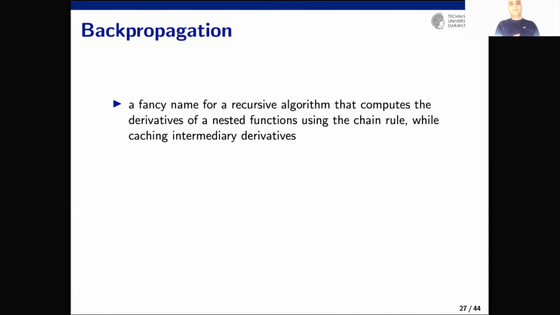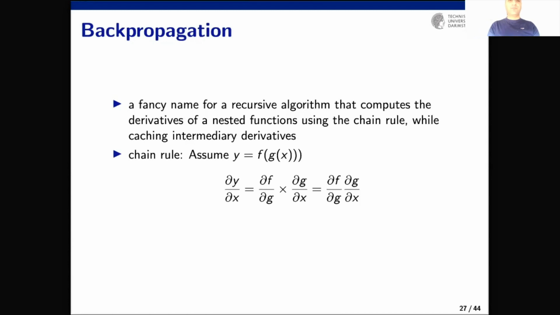The algorithm is named backpropagation. Backpropagation is a fancy name for a recursive algorithm that computes the derivatives of a nested function using the chain rule while caching intermediary derivatives. I hope that you remember the chain rule from high school.